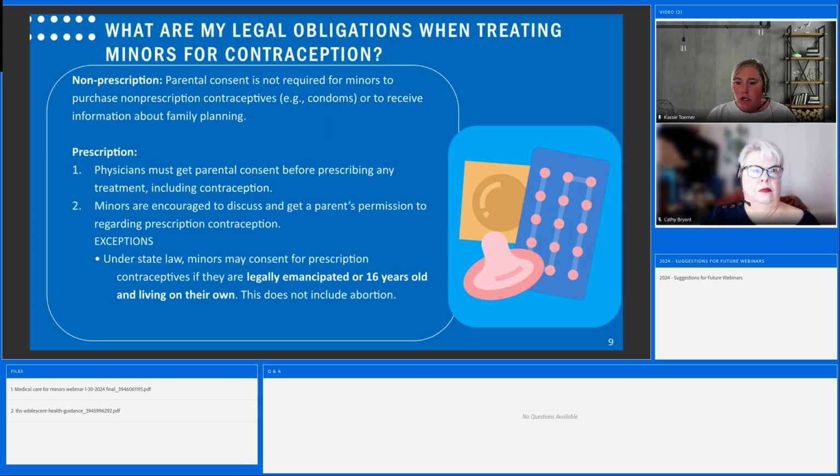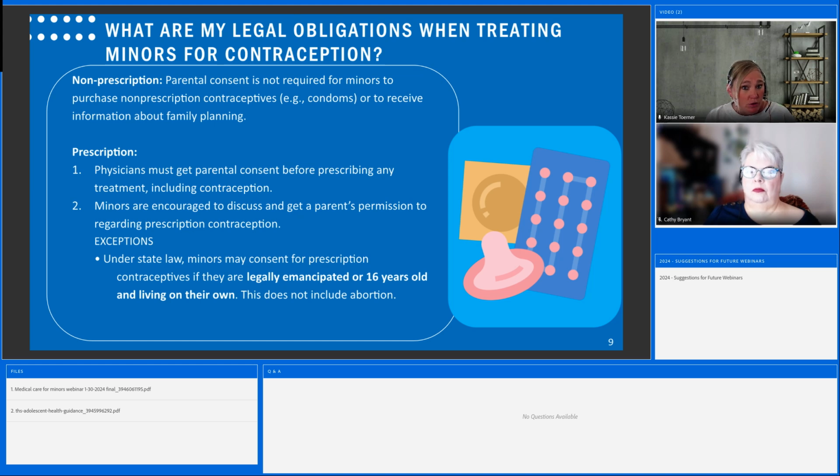So this question is a little tricky sometimes, and we do get this quite frequently in our risk department and when we are out doing practice reviews. What are my legal obligations when treating minors for contraception? Non prescription contraception, parental consent is not required for them to purchase any type of contraceptive, condom, to receive information about family planning. All of that can be done without parental consent, can be maintained confidential.